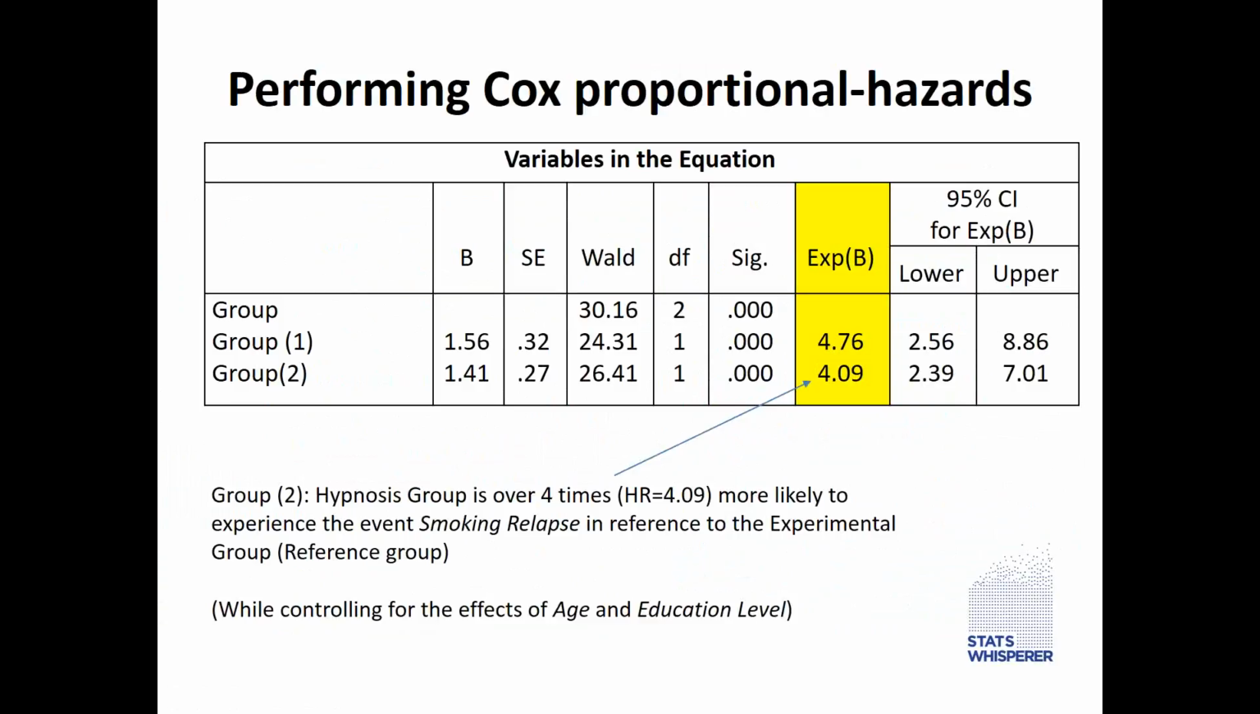And then next, we see it's also significant for group 2, right? The hazard ratio is a little lower, so what's it saying? That the hypnosis group, with an HR of 4.09, is over 4 times more likely to experience the event of smoking relapse in reference to the experimental group, which is the reference group, while controlling for the effects of age and education level. That's very informative.